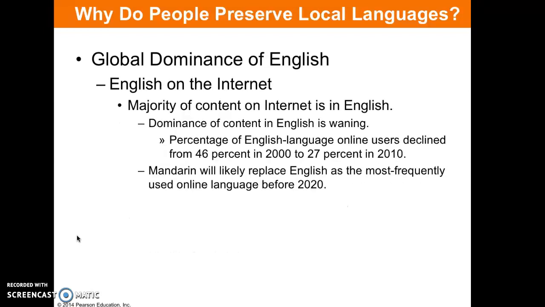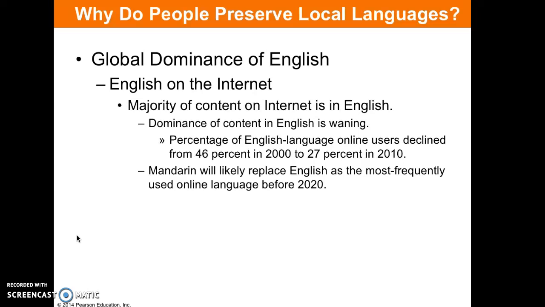English is still the dominant language on the internet, but that's starting to kind of fade. So the percentage of English language online users declined from 46% to 27% in 2010. That doesn't mean less people who speak English are using the internet, because we are surely using more. But it just means that more people in more countries who speak more languages are using it. So English isn't dominating almost half of the internet language anymore. We're down to a little over a quarter.